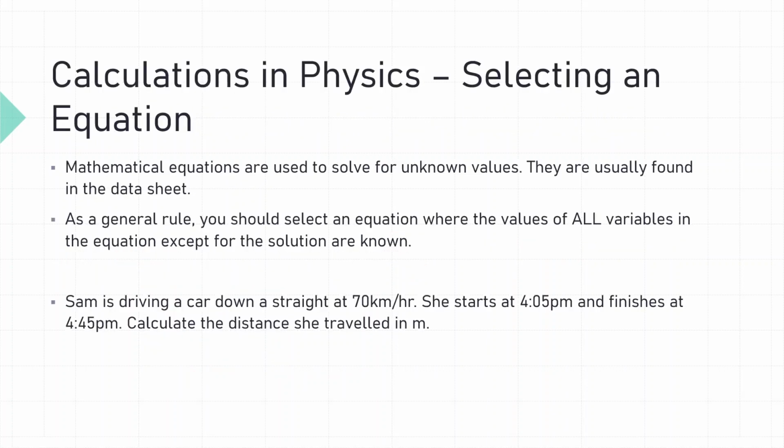The next thing that we need to do once we have a data column is select an equation. Now mathematical equations are used to solve for unknown values, and they're usually found in the data sheet. When we're trying to pick an equation, what we need to do is select an equation where there is data for all of the variables except for the one that we want to be able to calculate. As we start to do more problem solving and calculations in this course, that statement might make a little bit more sense. Maybe you can come and review this concept a little bit later.